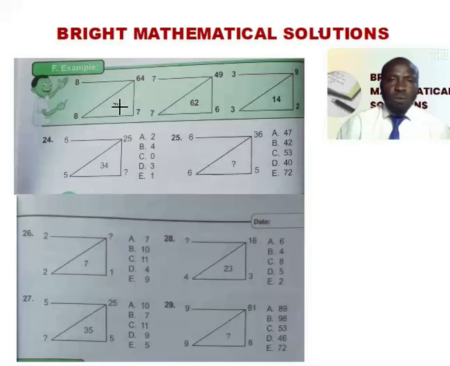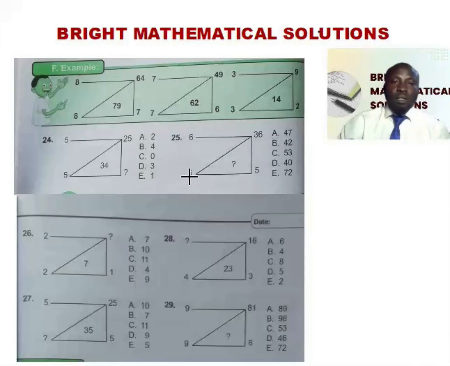Now, how do we get this 79 and these other numbers? 8 plus 64 plus 7, that gives us 79. 7 plus 49 plus 6, that gives us 62. 3 plus 9 plus 2, that gives us 14. So to get what is inside this triangle, we need to add the three numbers that are on the edges.